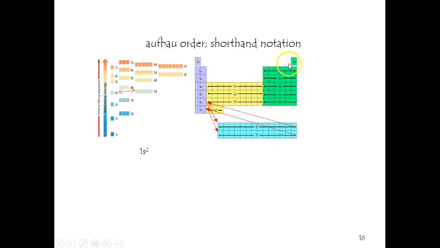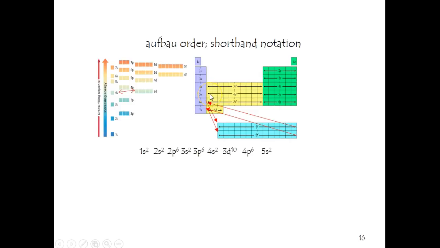1s2, 2s2, 2p6, out to neon. 3s2, 3p6, 4s2. Now you have to remember to drop a number here. That's where we're getting this discrepancy right there. 3d, 1, 2, 3, 4, 5, 6, 7, 8, 9, 10. And then back up to the fourth shell, 4p6.